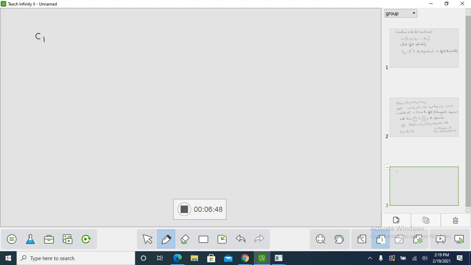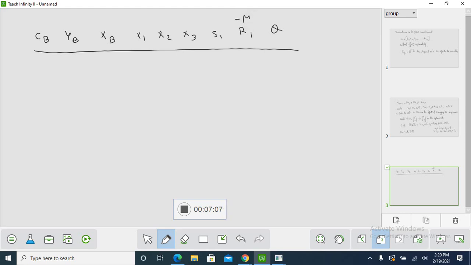We will have our CB, we will have YB, we will have XB, I have x1, x2, x3, I have an s1, I have an r1, I have a theta. So since r1 is there, I am going to go for the big M method. s1 is 0. The cost is 5, 12 and 4. So here I will have 5, 12 and 4.